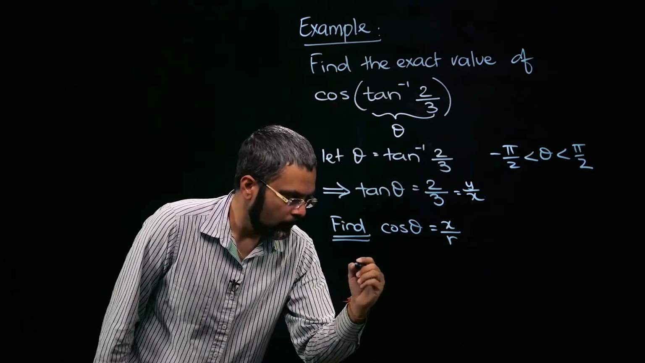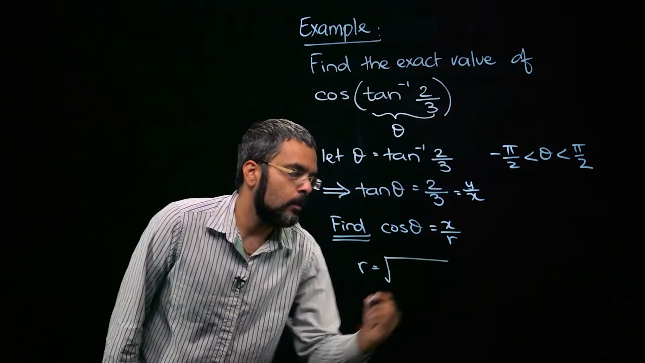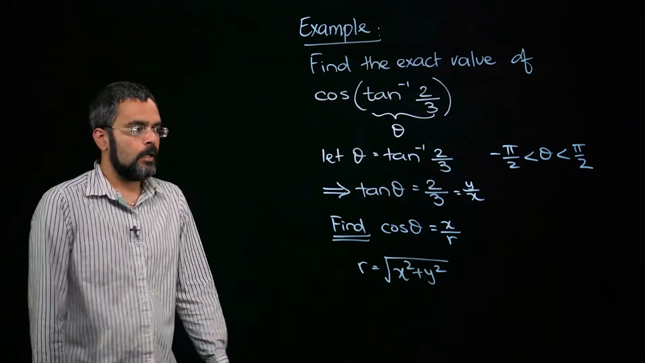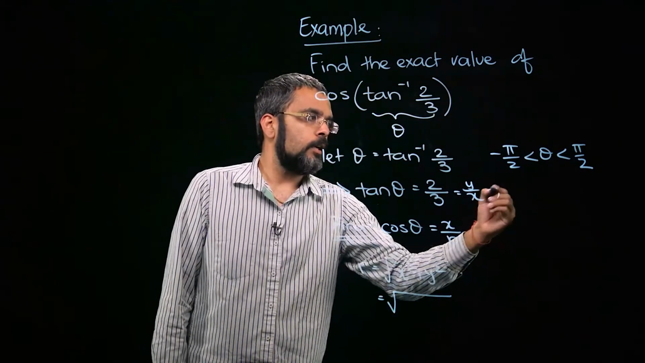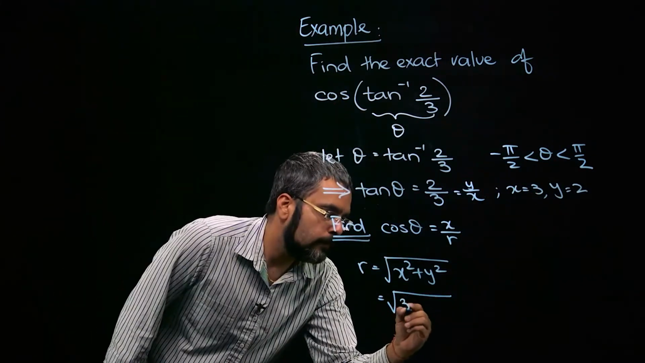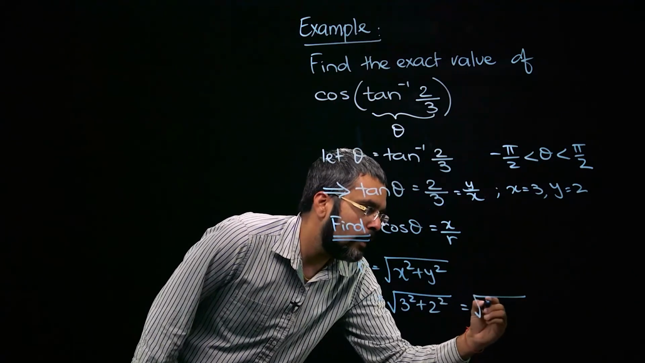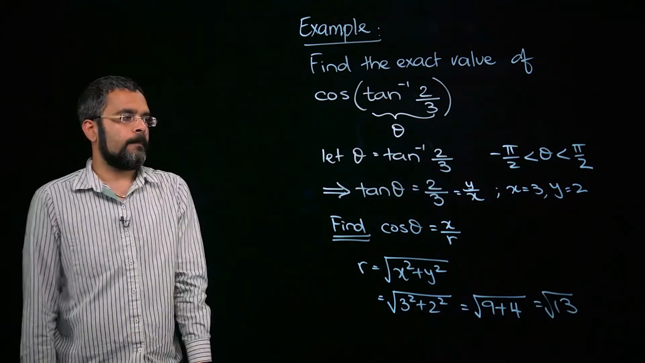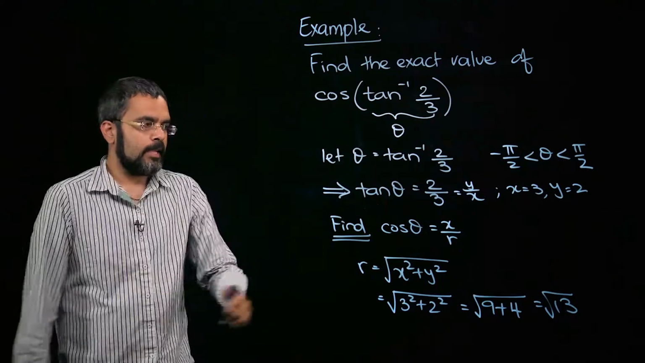So we know here that r is going to be the square root of x squared plus y squared. Here x is equal to 3 and y is equal to 2. So I have the square root of 3 squared plus 2 squared, which is the square root of 9 plus 4, which is the square root of 13.